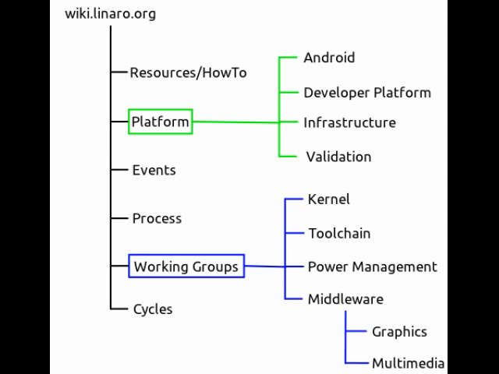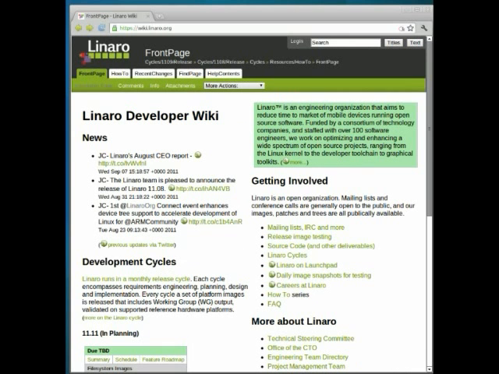The Lenaro wiki is organized in a hierarchy based on how our teams are set up and work. The top level breaks things into a few main categories: how-tos, platform teams, working groups, events that we're hosting and attending, process, and information on past, present, and future engineering cycles. Let's dig into each of these categories a bit.